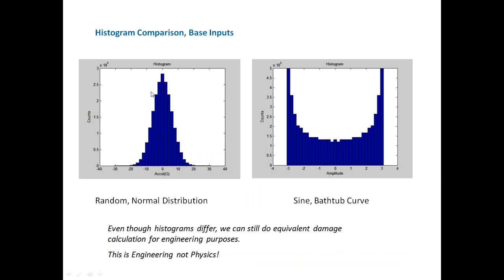Now, the histogram on the left represents a bell curve, and we saw that both our input and our response had a bell curve histogram, based on that NAVNET PSD. Now, for sine vibration, for both input and response for that oscillator, both of those have a bathtub curve histogram. So if you want to be a purist, you could say there is absolutely no way to make an equivalence between random and sine vibration because they have such different histograms.